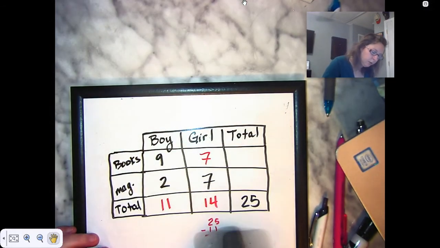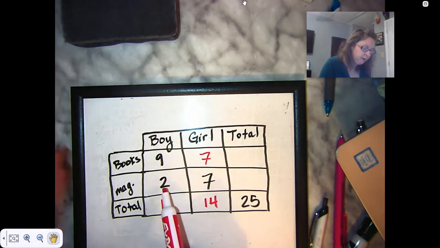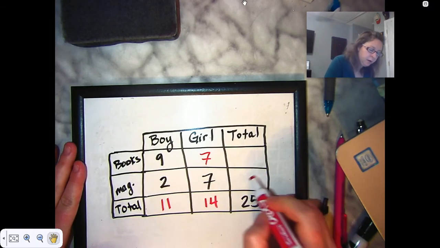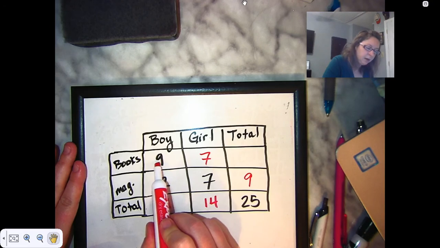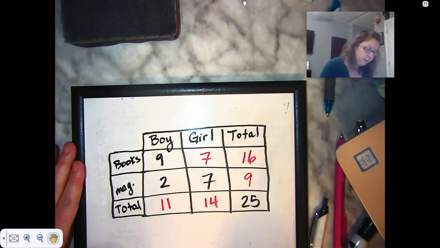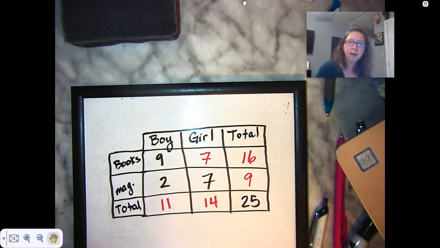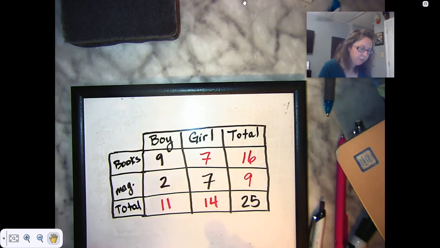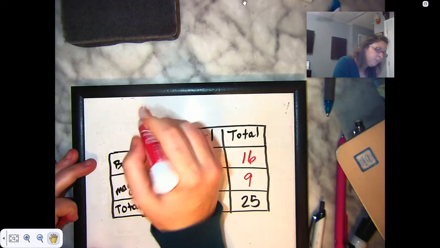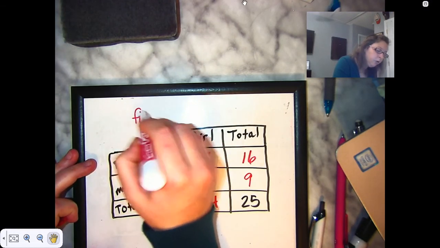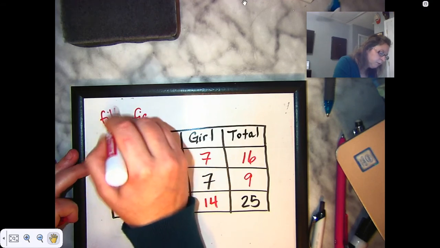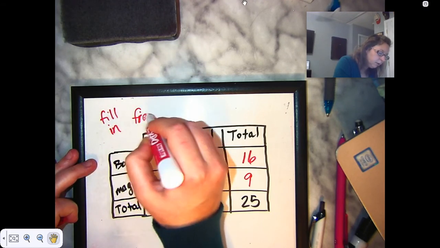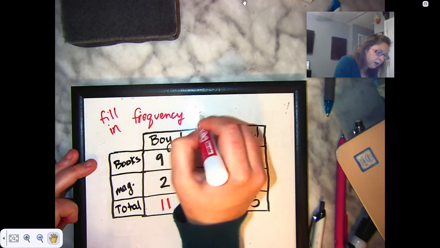Okay. And now I can fill in the rest. Magazines, 2 plus 7, a total of 9. Books, 9 plus 7 is a total of 16. And then you just want to double check that everything adds up. 16 plus 9 is definitely 25. And then everything else seems to check out. So you need to be able to fill in missing information on a two-way frequency table. That would be how we do this.